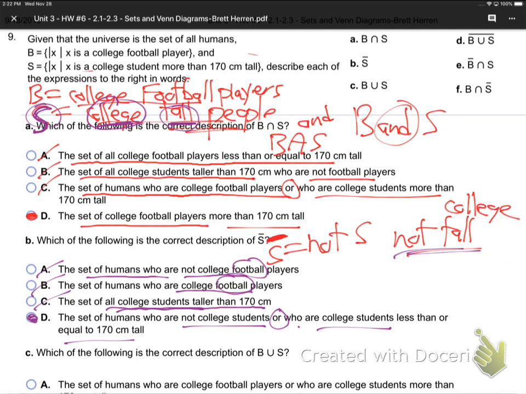So there's two ways you can not be in circle S, which is what we're trying to find here, not S, right? You could not be a college student. That's good enough. You're not a college student, you're not in circle S. Or you could be a college student who's not tall, less than 170, right? Make sense logically? See how that works?